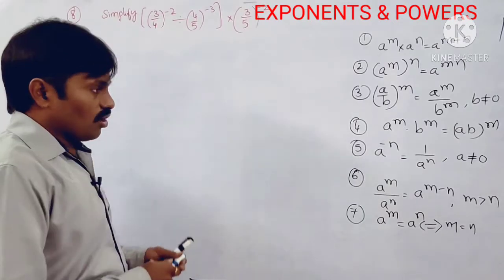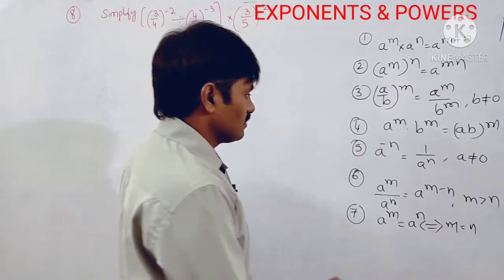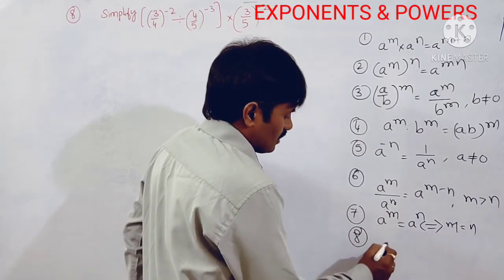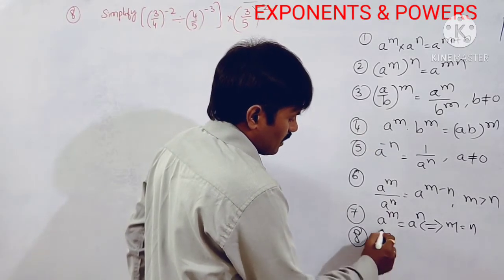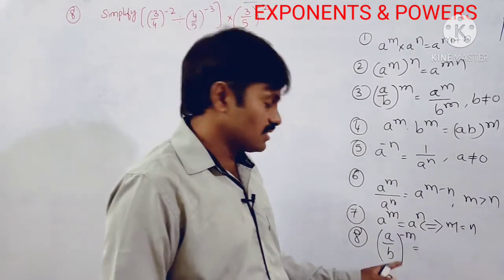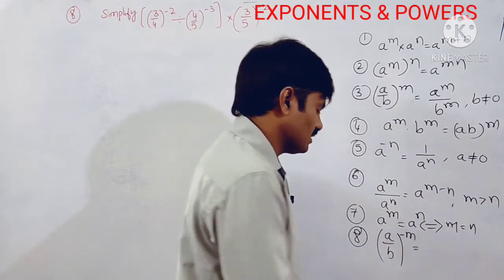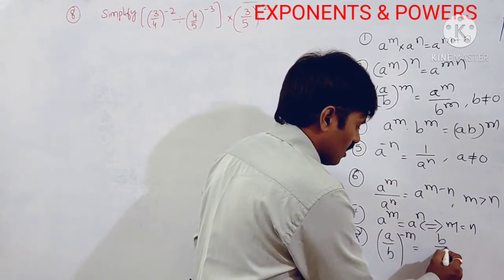So how to simplify it? We know one more formula, that is a by b whole to the power of minus m. If we want to eliminate or remove this negative sign in the exponent, we should write the reciprocal of a by b.